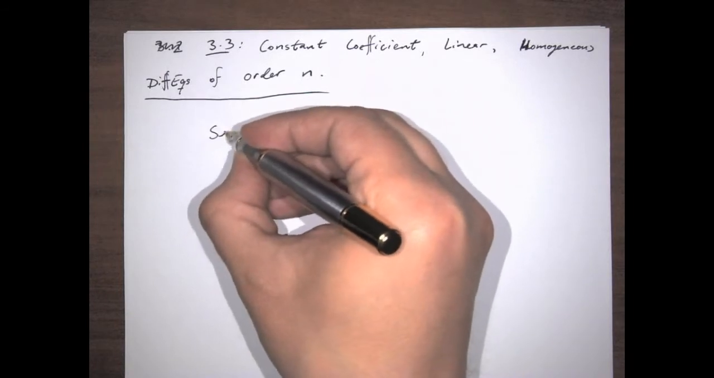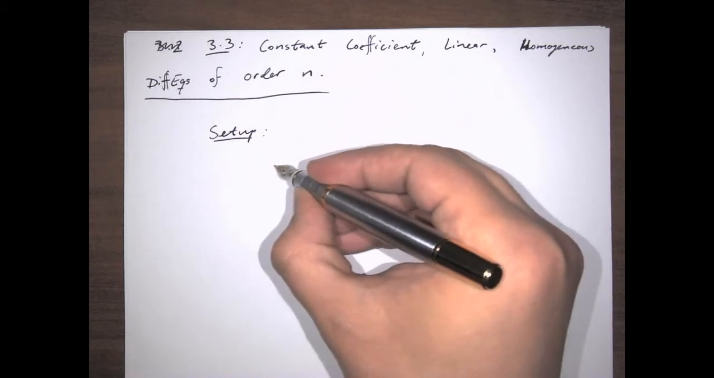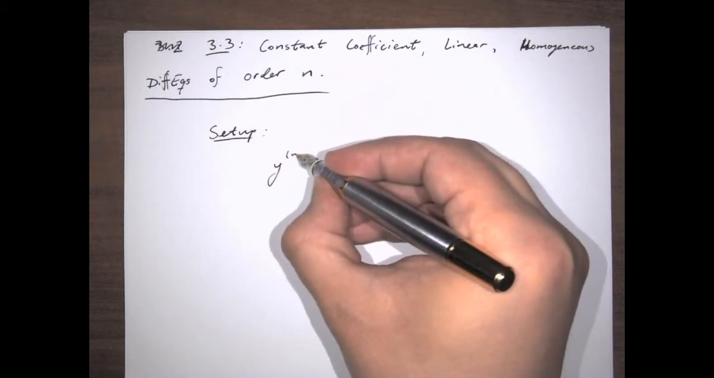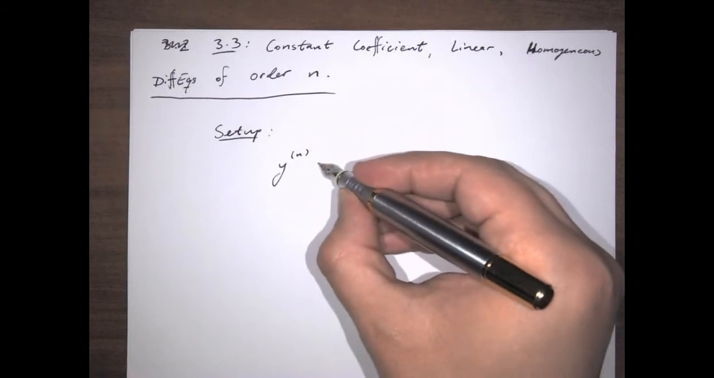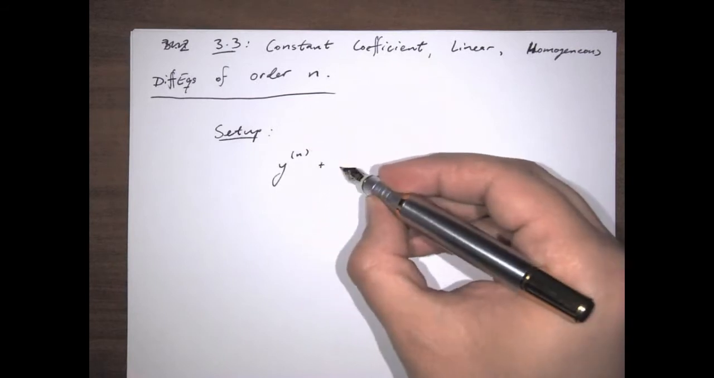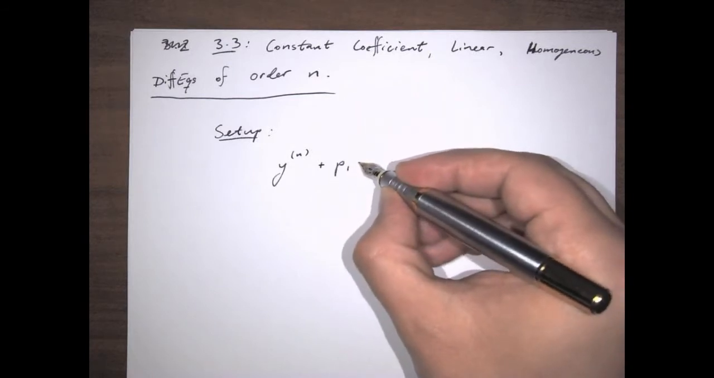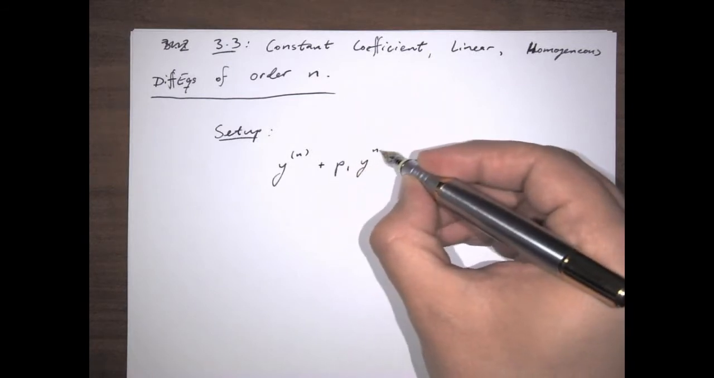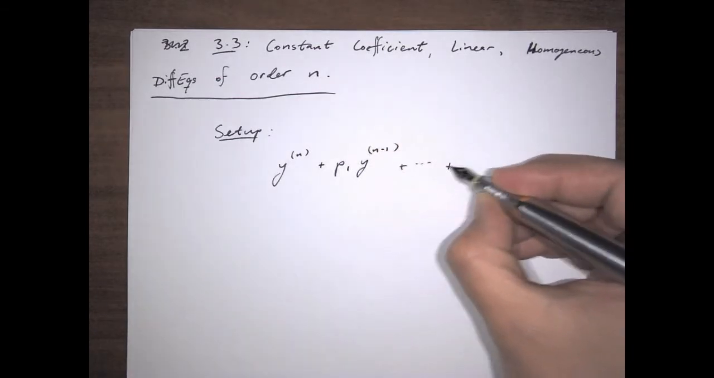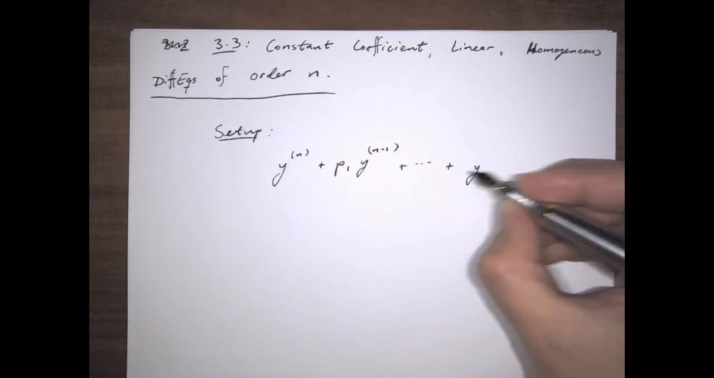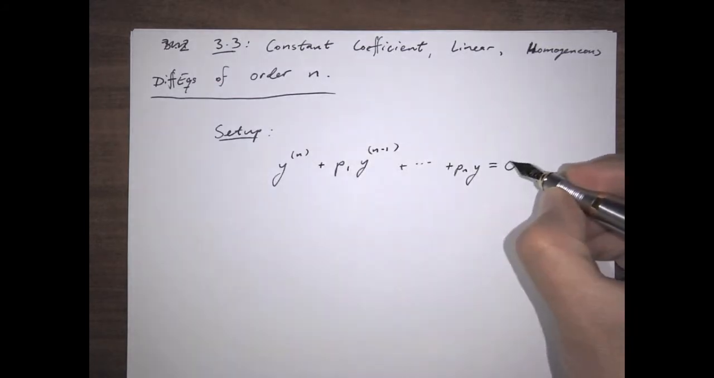So the setup is we've got y^(n), so the nth derivative of y, plus, and then here we could just say p1 y^(n-1), up to pn y equals 0. That's what makes it homogeneous.